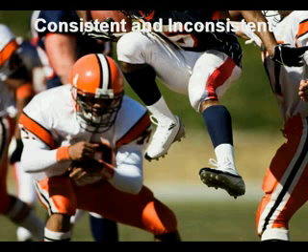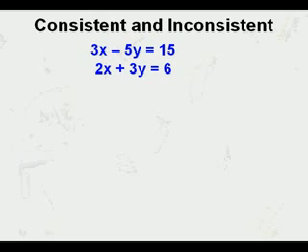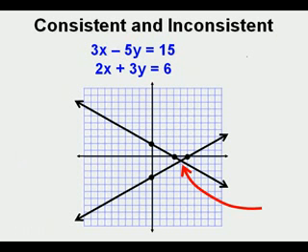In sports, a football team's offense that moves the ball regularly would be called a consistent offense. One that fails to move the ball regularly would be called inconsistent. In algebra, these words have different meanings altogether. They apply to what we call systems of equations. What are systems of equations anyway?